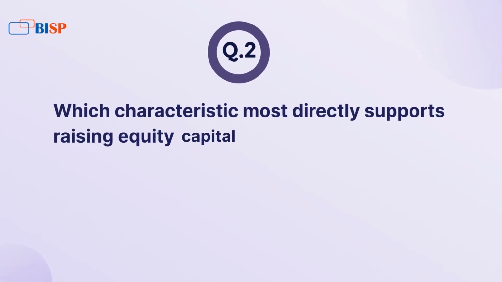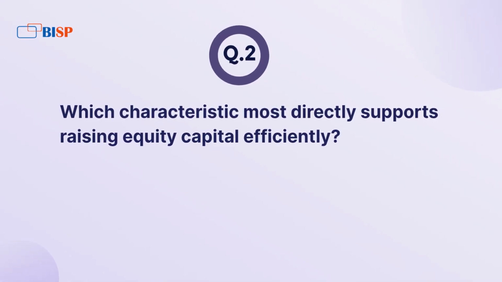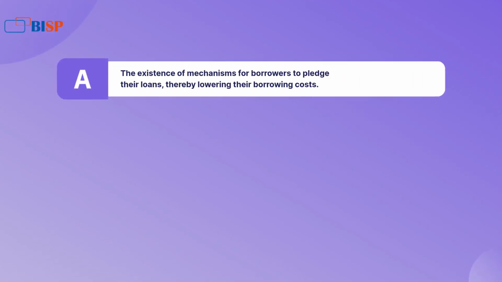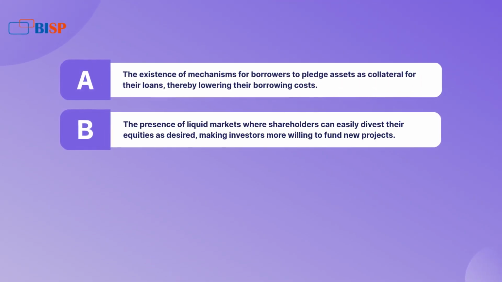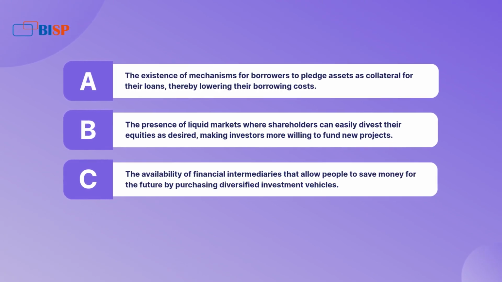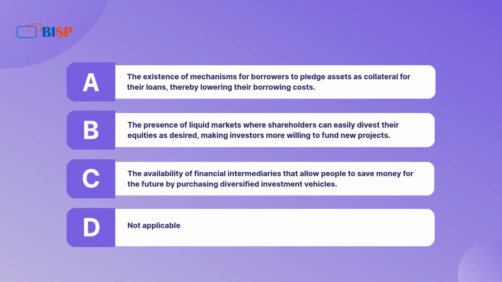Question number 2. Which characteristic most directly supports raising equity capital efficiently? A. The existence of mechanisms for borrowers to pledge assets as collateral for their loans, thereby lowering their borrowing costs. B. The presence of liquid markets where shareholders can easily divest their equities as desired, making investors more willing to fund new projects. C. The availability of financial intermediaries that allow people to save money for the future by purchasing diversified investment vehicles. D. Not applicable.